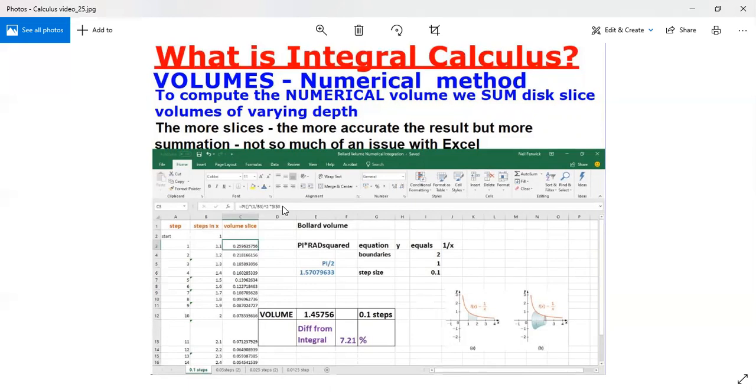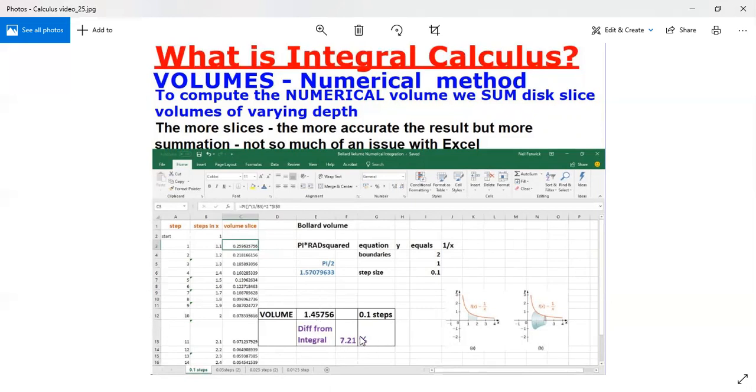And what we do is then multiply by the step size to give you the volume of the disc. If we add up all these volumes, there'll be 10 of them. If we've got a step size of 0.1 between 1 and 2, we add up the volume of those 10 discs, it comes out to be 1.45. The exact answer is 1.57. It's fairly close. It's not that far off. It gives us a ballpark figure.